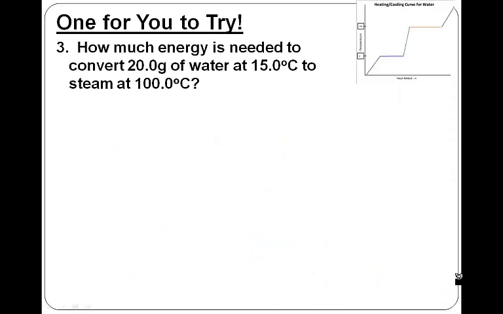Okay, we got one final problem here. This one is for you to try and bring to class with you. The question is, how much energy does it take to convert 20 grams of water at 15 degrees Celsius to steam at 100 degrees Celsius?